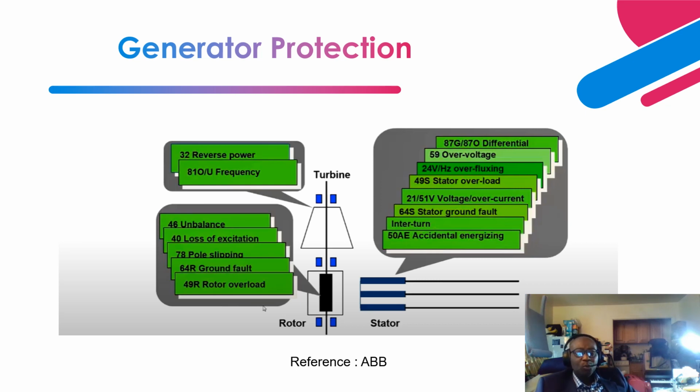Then for the stator, we have a differential, right? That we can have overall and generator differential. Then overvoltage applies to the stator. Then overfluxing applies to the stator. Then thermal overload of the stator applies to the stator. Then also voltage restraint and step distance applies to the stator. Then stator ground fault applies to the stator. Then accidental energization, that is inadvertent energization during outage, applies to the stator.